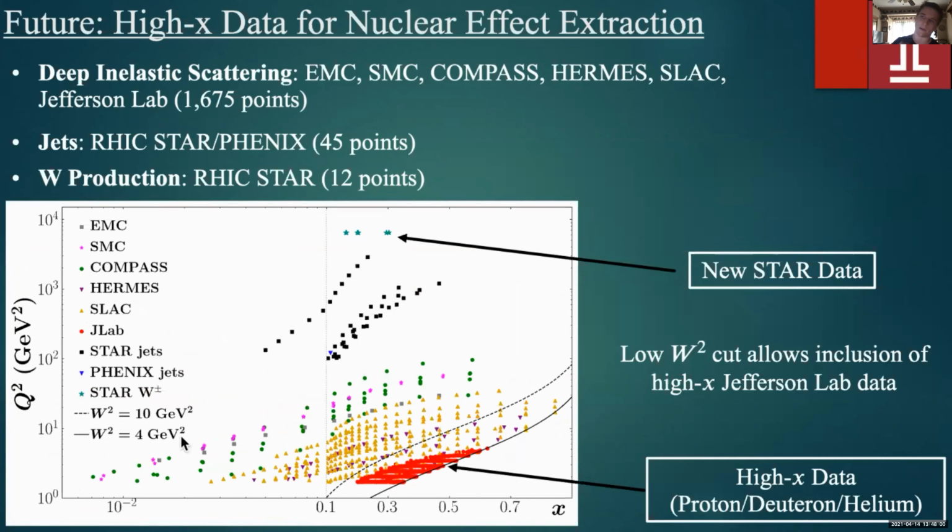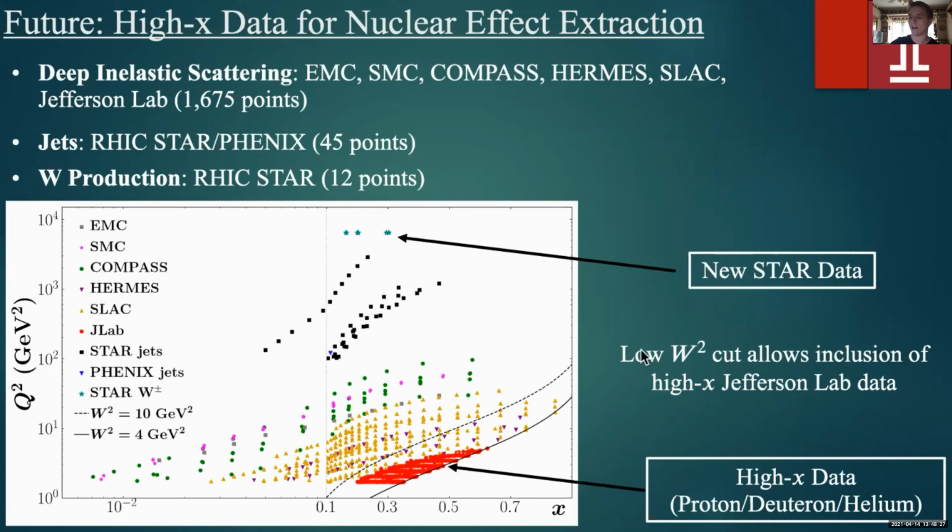This was done in a previous JAM analysis, JAM15. With this low cut, we're able to include high x data, which almost entirely comes from Jefferson Lab and lives entirely in the region between those two cuts of 10 and 4. This data is on proton, deuterium, and some of it is also on helium. And there's a lot of it.